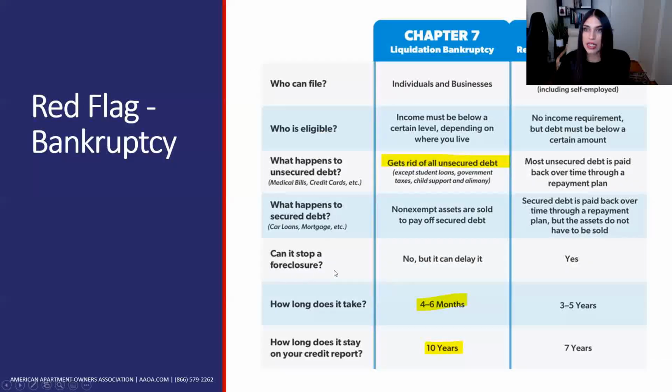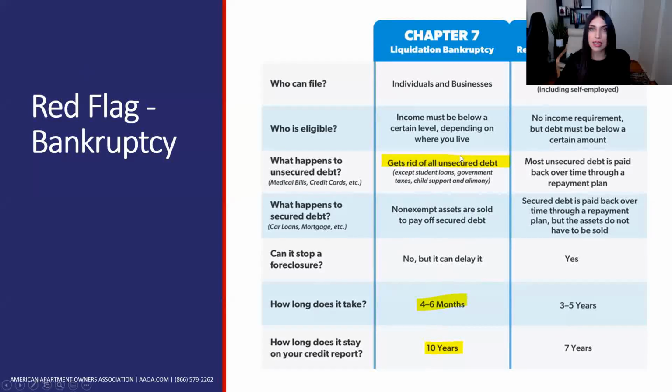All right, the next red flag we'll go through here real quick is bankruptcy. So a lot of you guys know this already, but Chapter 7 versus Chapter 13 is a little different. Chapter 7 wipes out all debt. So this won't really create much of an impediment to the person moving forward after 4 to 6 months. All the debt is pretty much cleared, except for student loans, government taxes, child support, or alimony. But it does stay on the credit report for 10 years.